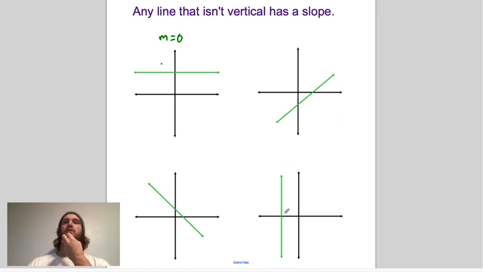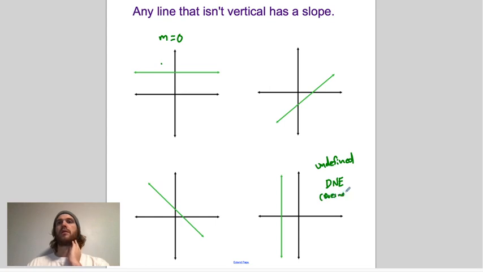This one, if you can't ride a bike on, it doesn't even make sense. It's not possible. So this is called undefined slope. Now on My Open Math, if you submit a response and ask for the slope, the answer is DNE, which stands for does not exist.